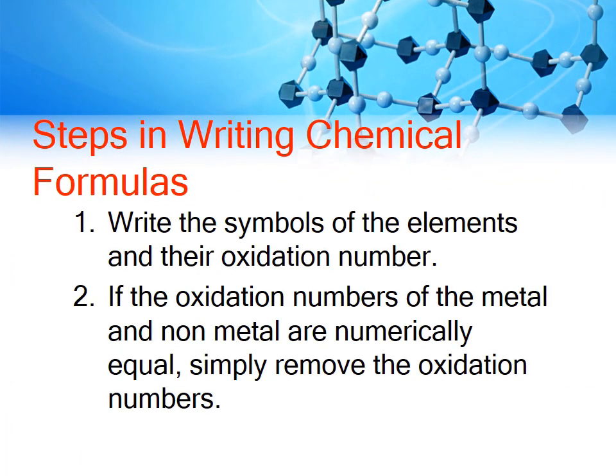In order for you to write chemical formulas, you need to follow several steps. The first step is to write the symbols of the elements and their oxidation numbers. The next thing is if the oxidation numbers of the metal and non-metal are numerically equal, simply remove the oxidation numbers.